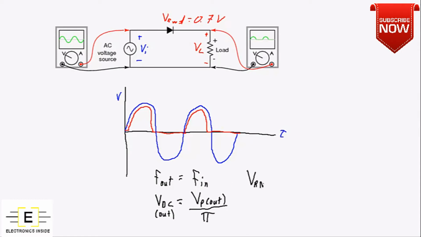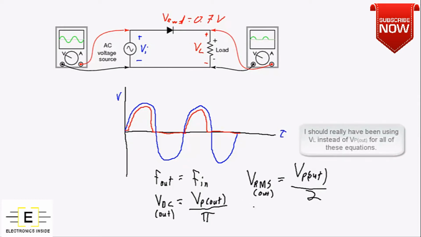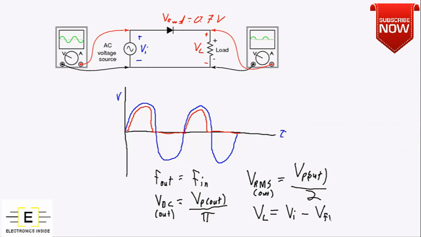The RMS value of the output signal is equal to the peak value of the output signal over 2. And of course the peak voltage of the output signal is going to be equal to the peak voltage of the input signal minus the forward voltage of the diode. So hopefully you learned a little bit in this video about half-wave rectifiers.